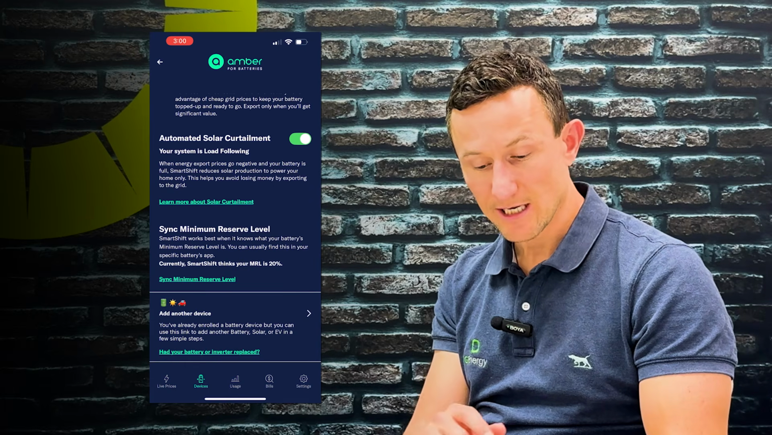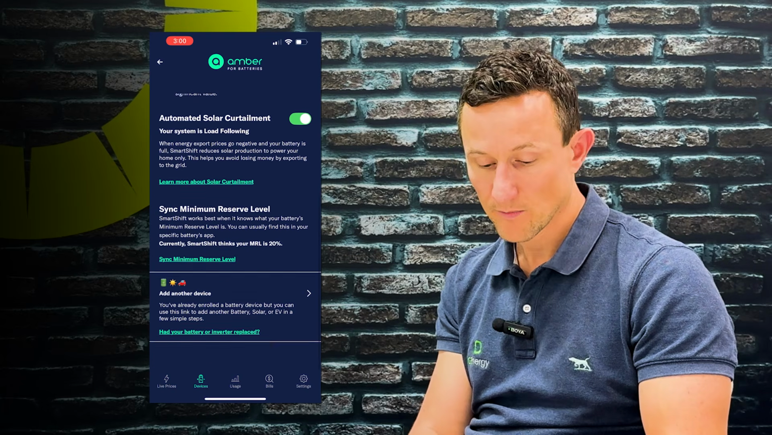So if I have a 27 kilowatt hour battery, obviously I want to keep 20% of that battery, which is 5.4 kilowatt hours. So we'll know that they cannot use 5.4 kilowatt hours. So if I need on average 5 kilowatt hours in the morning, then it's going to keep 10.4 total kilowatt hours in my battery to get me through the morning period where it's expensive to buy energy. So if you change that within your battery settings, try and remember to change it in your Amber app as well, because then it knows exactly what you need.